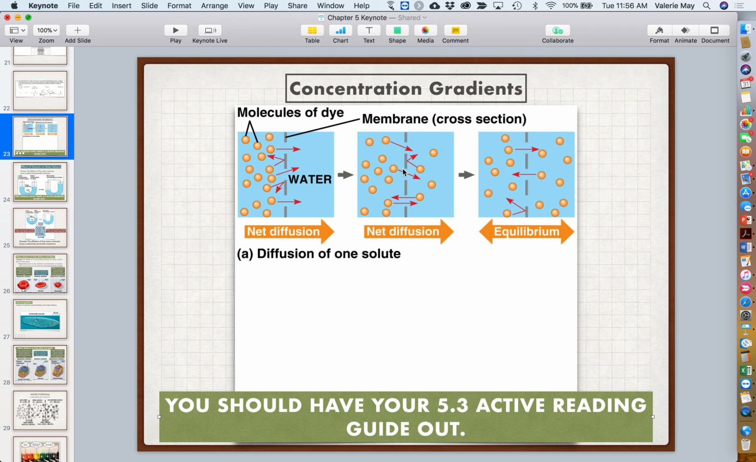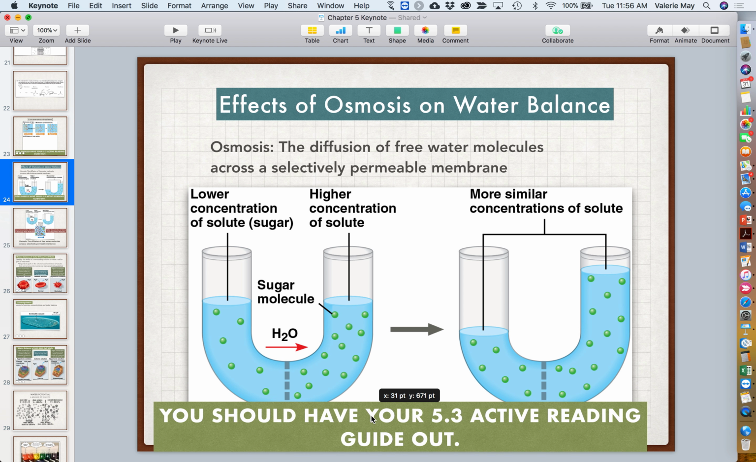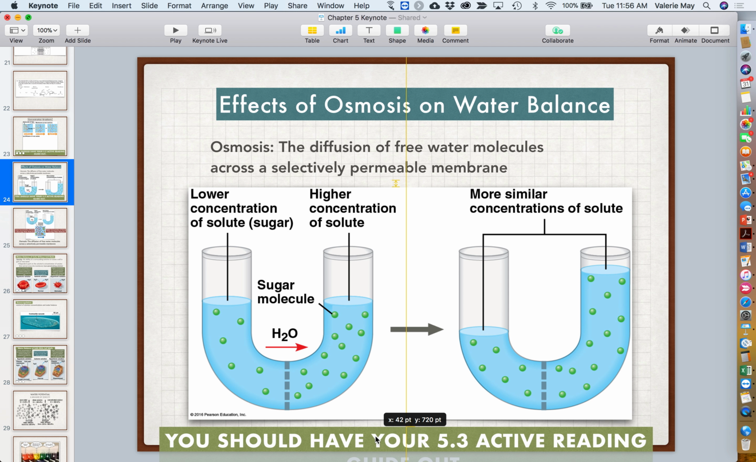Now, this molecule can actually pass through the membrane. When we talk about osmosis, we're going to have solutes, ions, or polar molecules, things that can dissolve in water, that cannot pass through the membrane. And then that's going to affect the direction that water travels. So again, have your 5.3 active reading guide out as we work through this information.